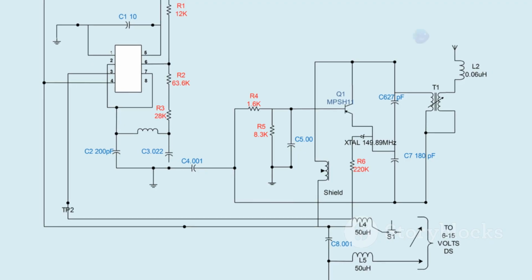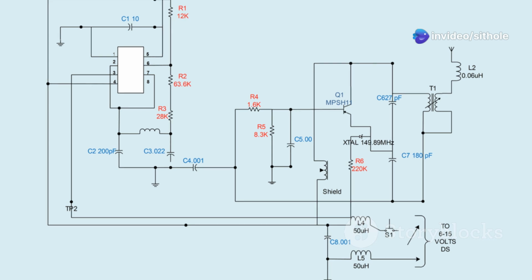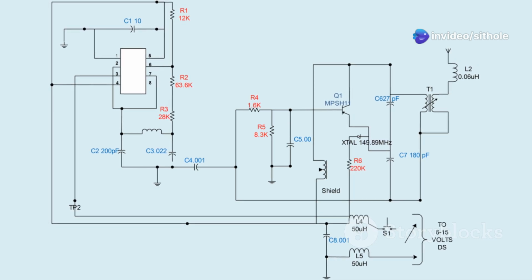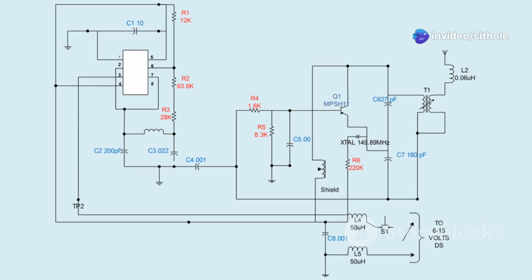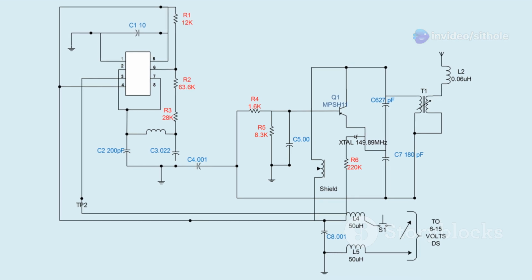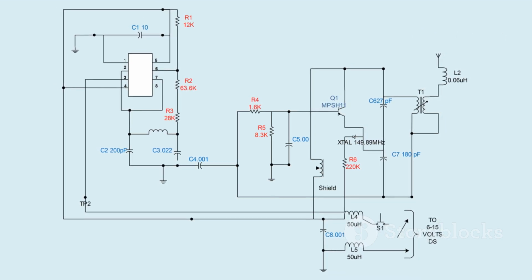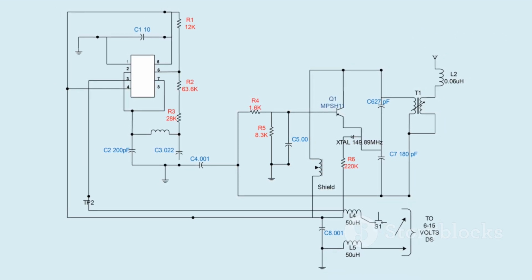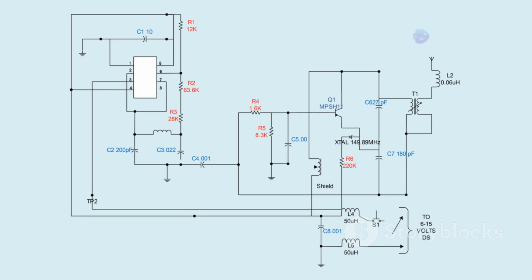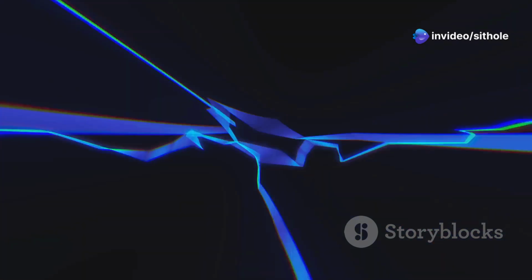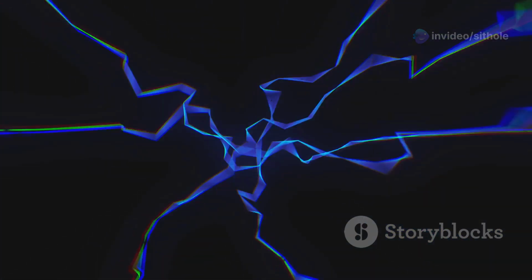It states that the current flowing through a conductor is directly proportional to the voltage across it, and inversely proportional to the resistance. This relationship is often expressed with the formula V equals IR, where V is voltage, I is current, and R is resistance. In simpler terms, this means that increasing the voltage increases the current, while increasing the resistance decreases the current. This principle is essential for understanding how electrical circuits function.